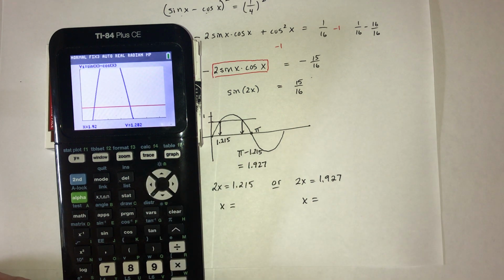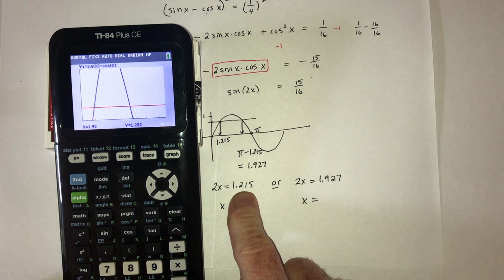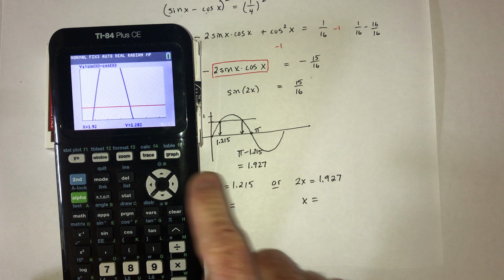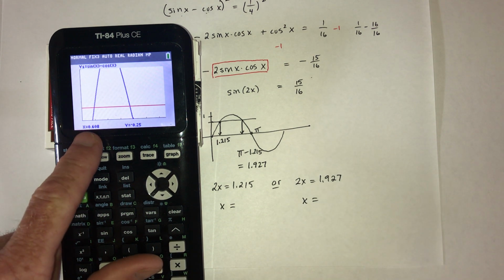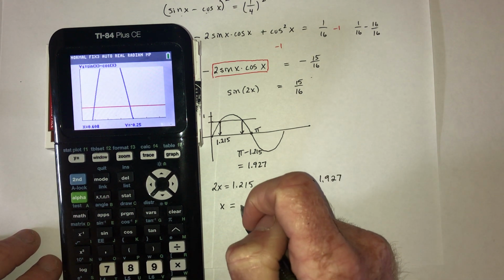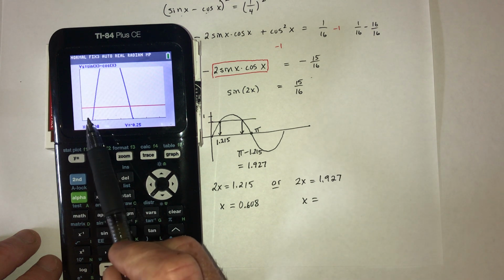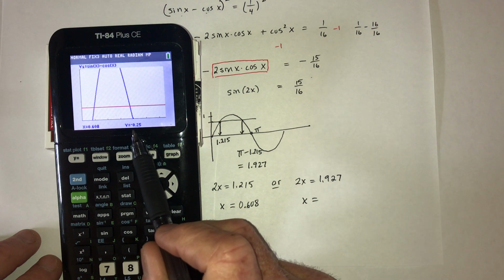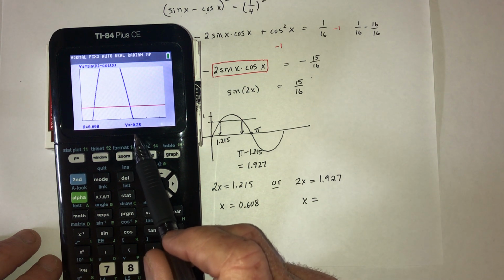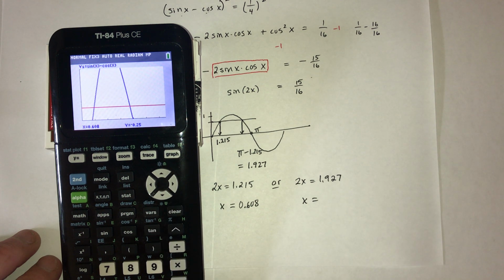Actually, let me show you how I would do it. I would just do this on the calculator right now and do 2 things at once. So this needs to be divided by 2. So I press trace and then 1.215 divided by 2. So that way I can see what x equals, 0.608. And that does not seem to be one of the solutions. Oh, because that's where it equals -1/4, not where it equals +1/4. So that one's not right.